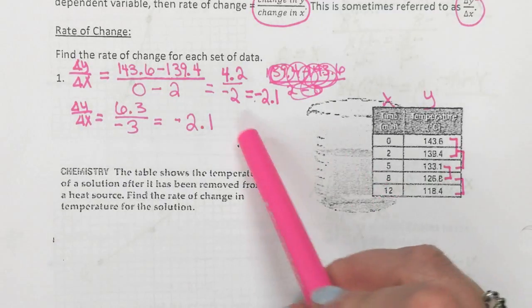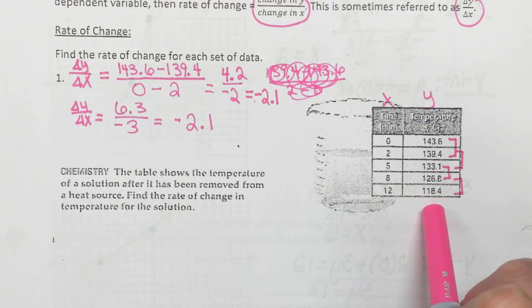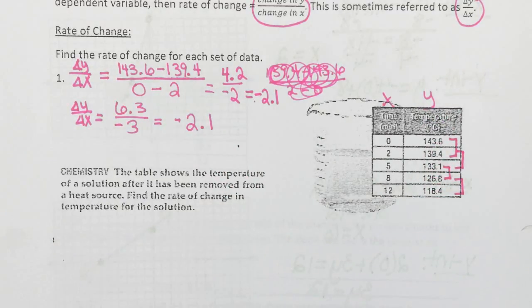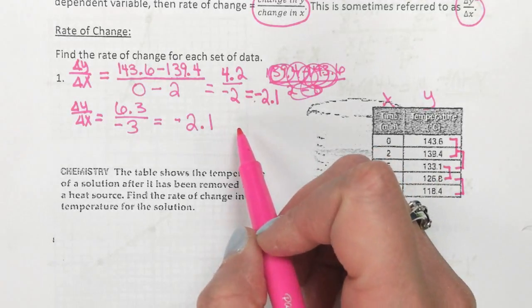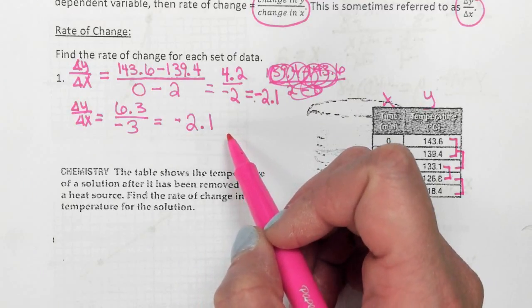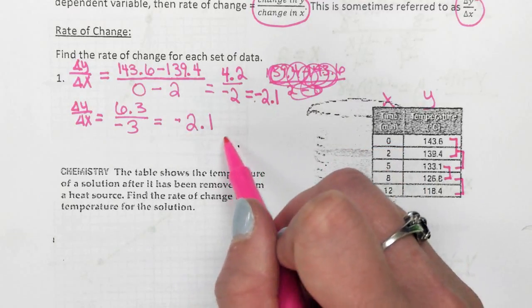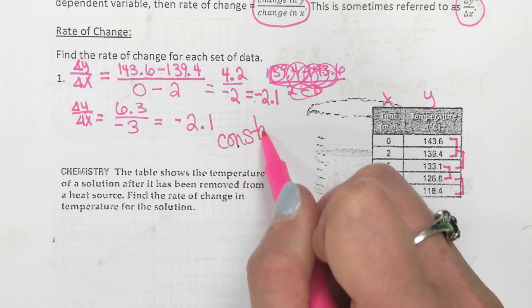All right, did y'all get -2.1 for all of them? Yes or no? Yes? So does this have a constant rate of change or not a constant rate of change? Constant. Very good.